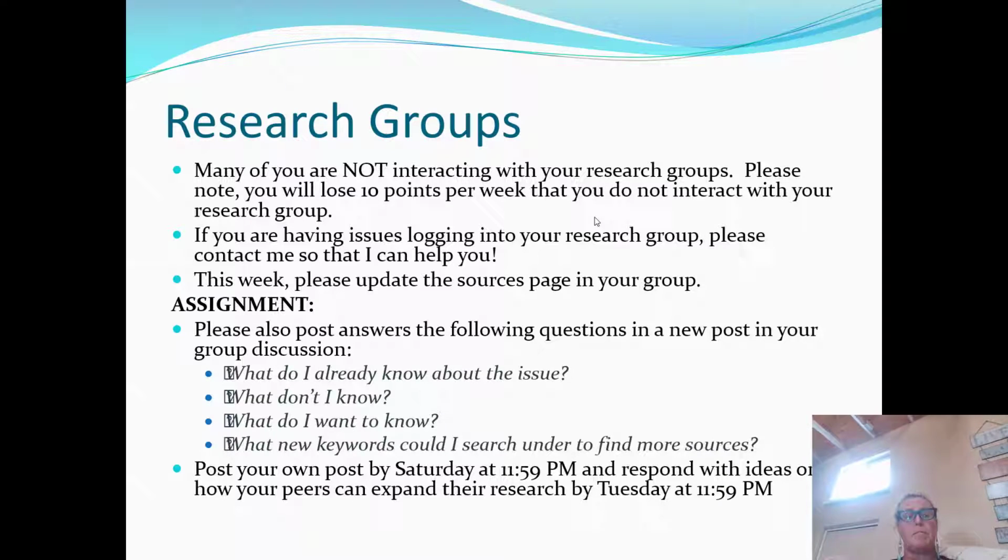So this week, you're going to update the sources on your group page to include all of the sources you've found so far. There should be at least 6 sources for each of you in your group, if not more. This is not just your annotated sources. This is everything you've found, and the reason you're doing that is so that you can all share them, okay? Your assignment this week, in addition to making sure that's up to date, is in the discussion forum.